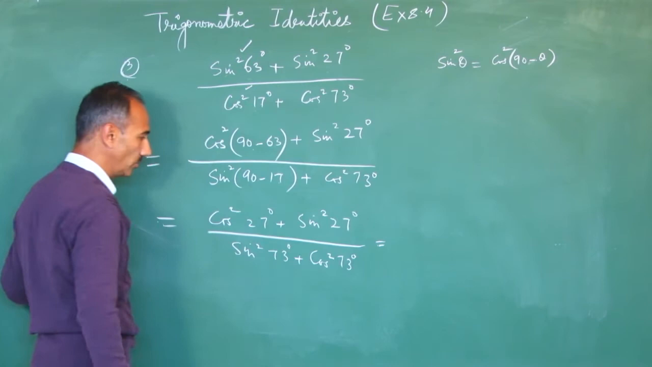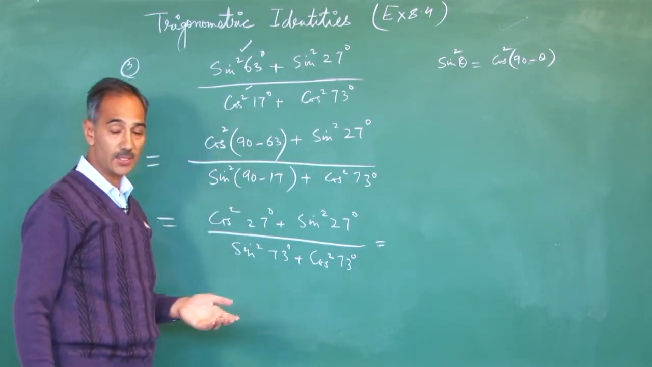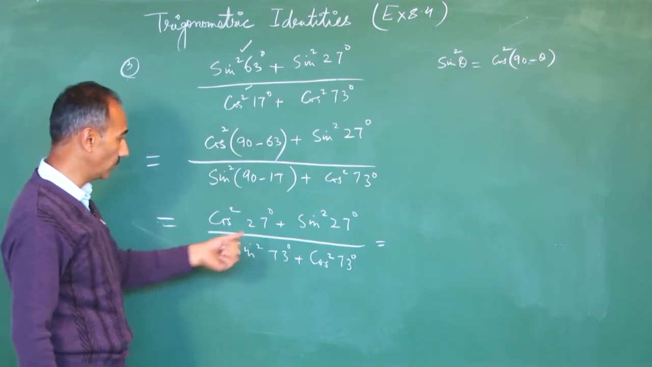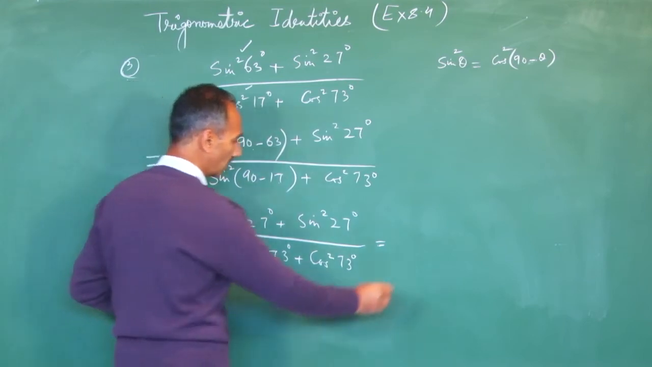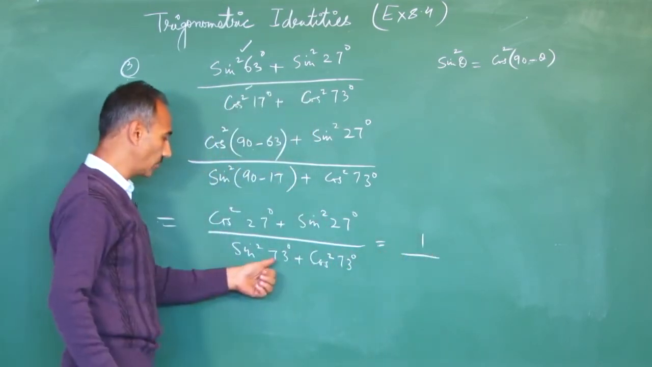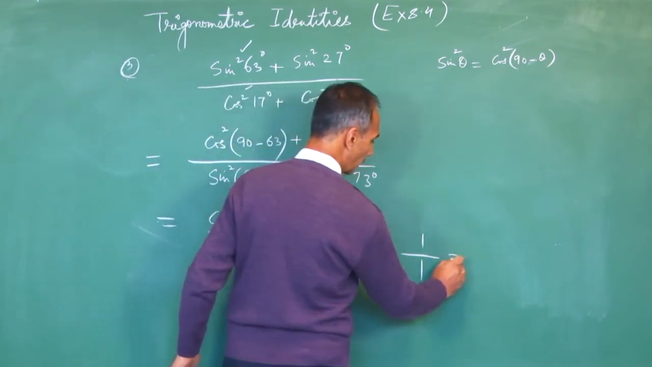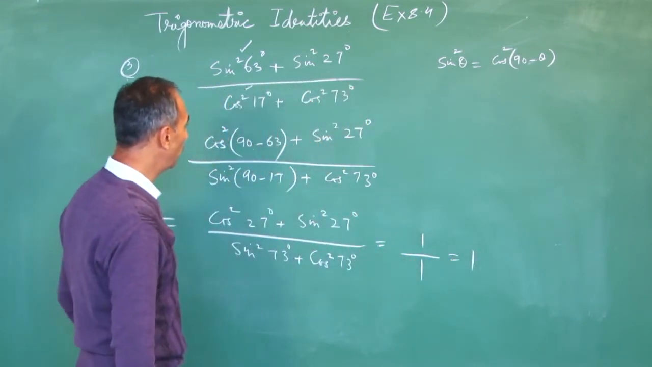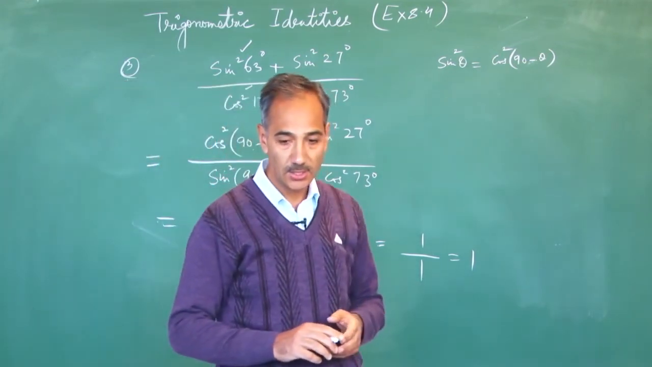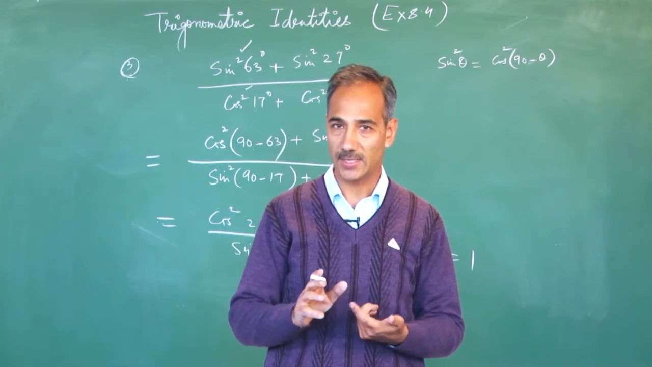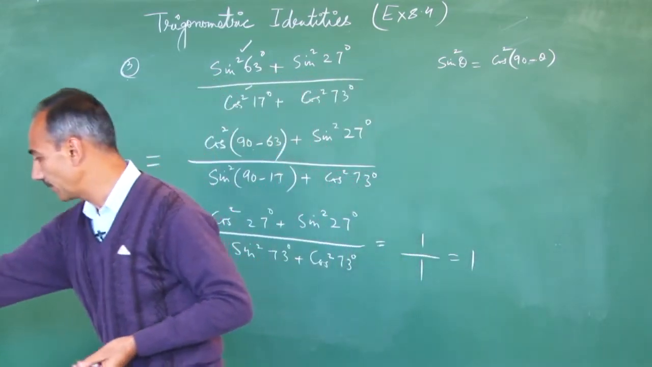So what are we going to do now? We are going to use the identity sine square theta plus cos square theta is 1. Your theta in this case is 27. Sine square theta plus cos square theta has to be 1, upon sine square theta, where theta is 73 in this case, plus cos square theta, that's 1. So the final answer is 1. So we have used two results as far as this question was concerned. You have used the T ratios of complementary angles as well as T identities. Now we'll move on further.